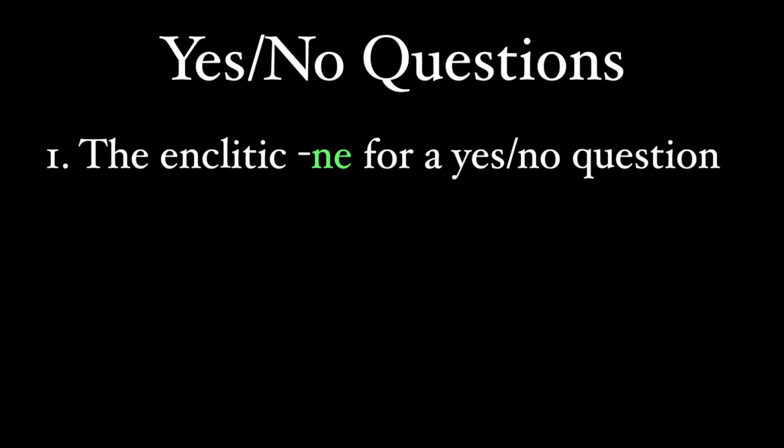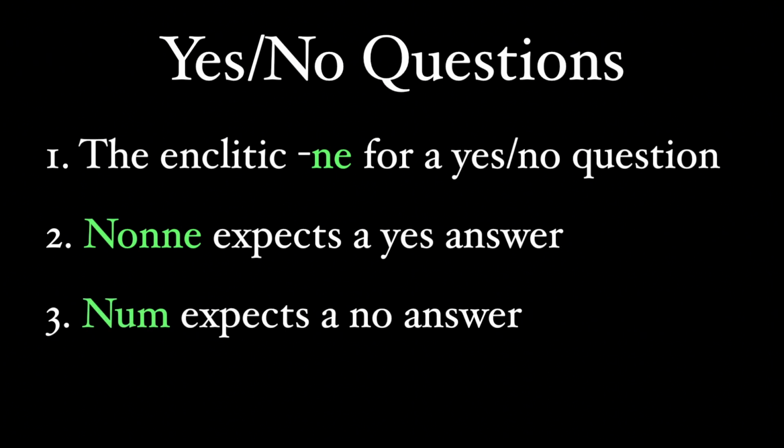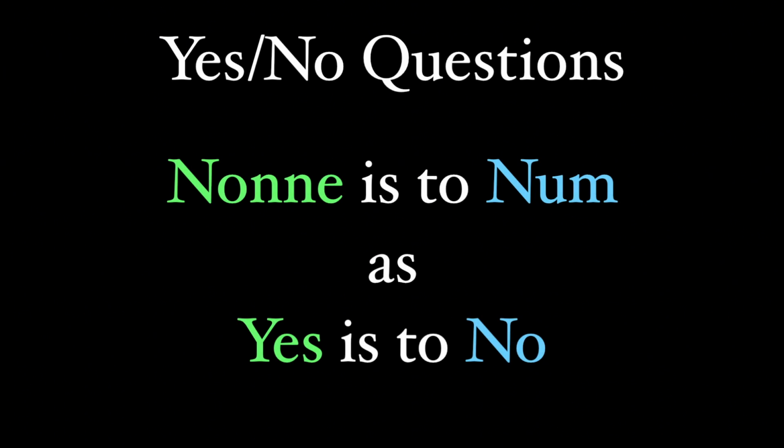And so let's recap. -Ne is put at the end of the first word of a sentence of a yes or no question, with no obvious expectation that the answer should be yes or no. Nonne is put at the beginning of the sentence when the expected answer is yes, and num is used at the beginning of the sentence when the expected answer is no. So it's pretty easy to confuse nonne and num, so I just remember it like this. Nonne is longer than num, just like yes is longer than no.